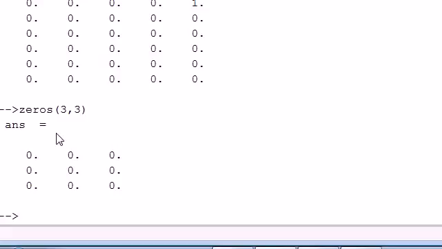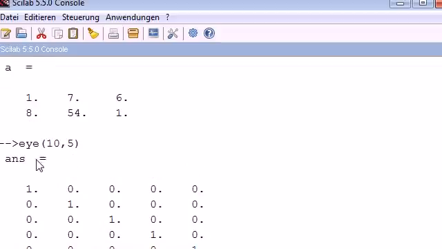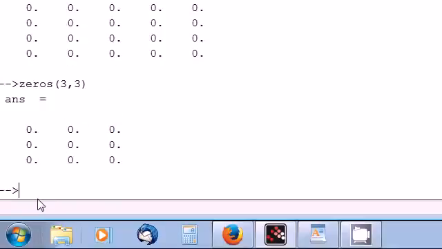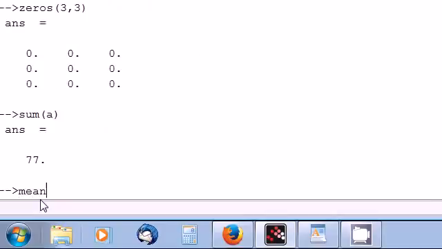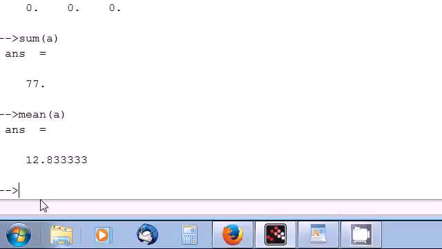And basic functions for matrices, for example, we can calculate the sum and mean of the elements of the matrix A. So let's do this. It's simple, just sum A and mean A. Another important parameter, of course, is finding the determinant, inverse function, and transpose of the matrices.